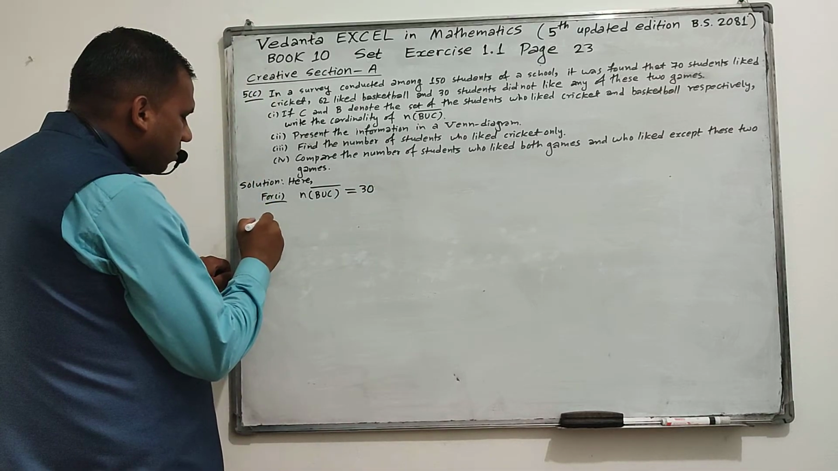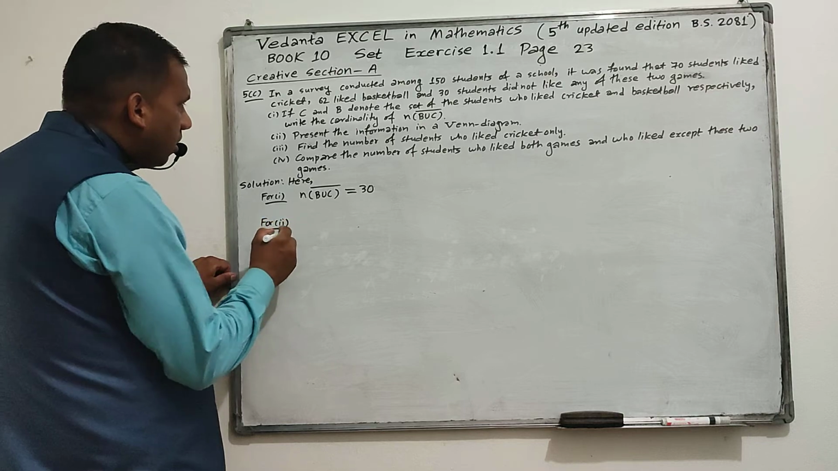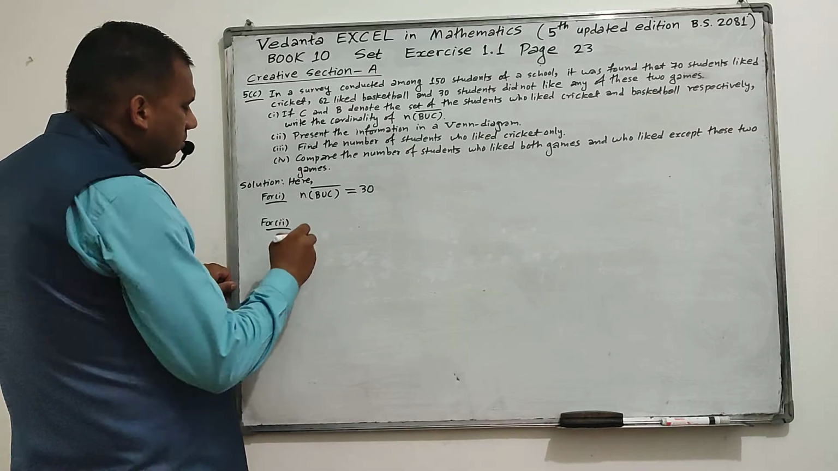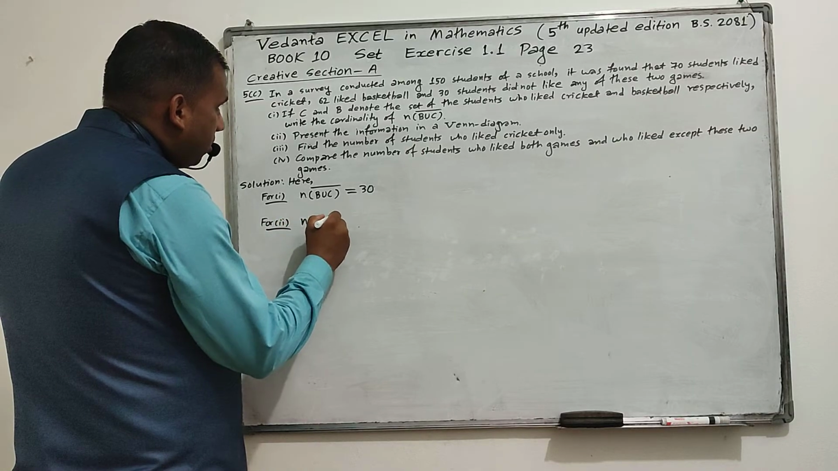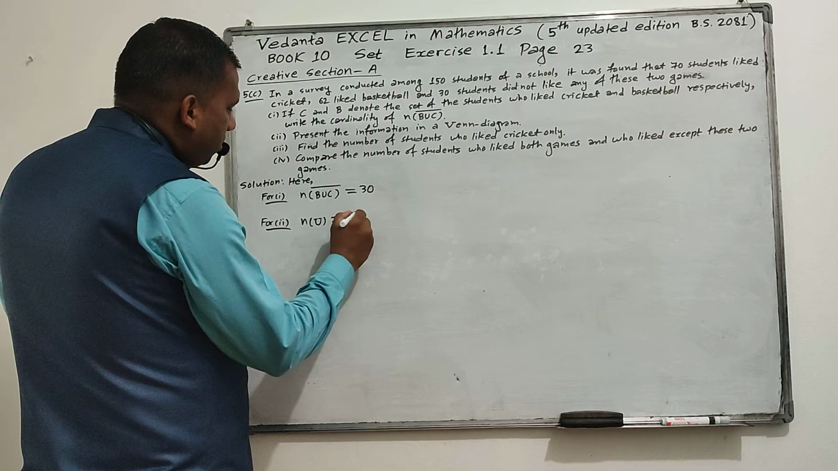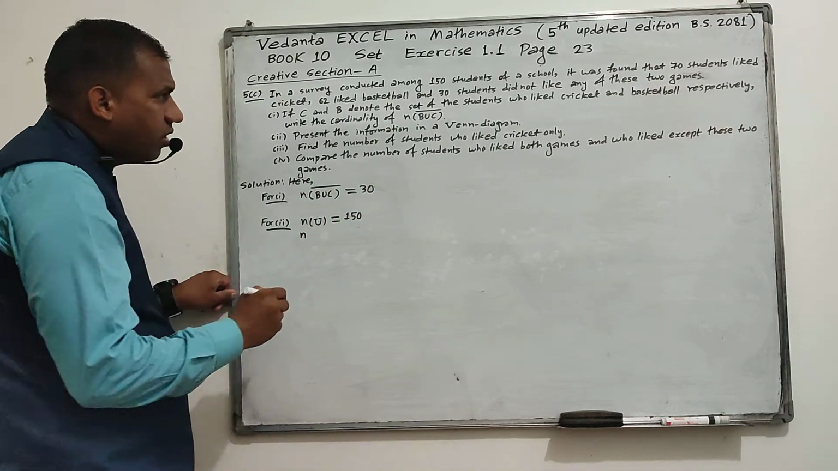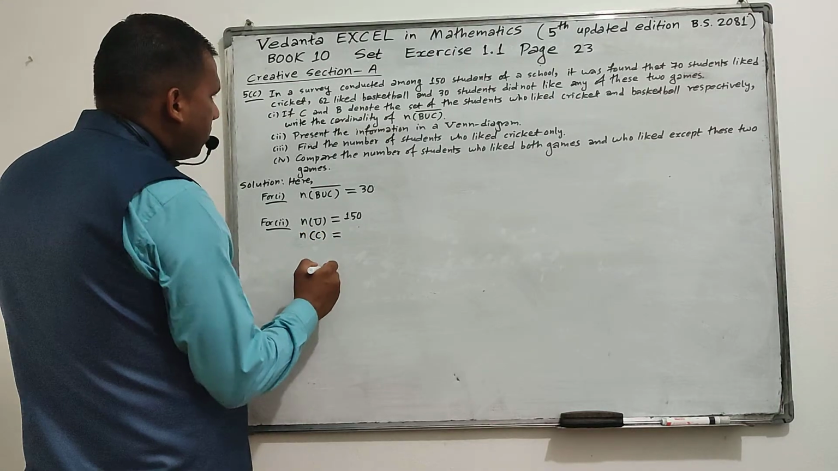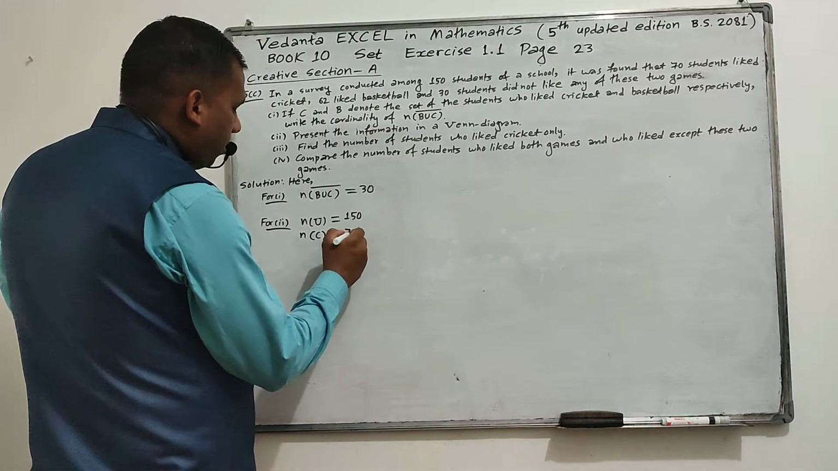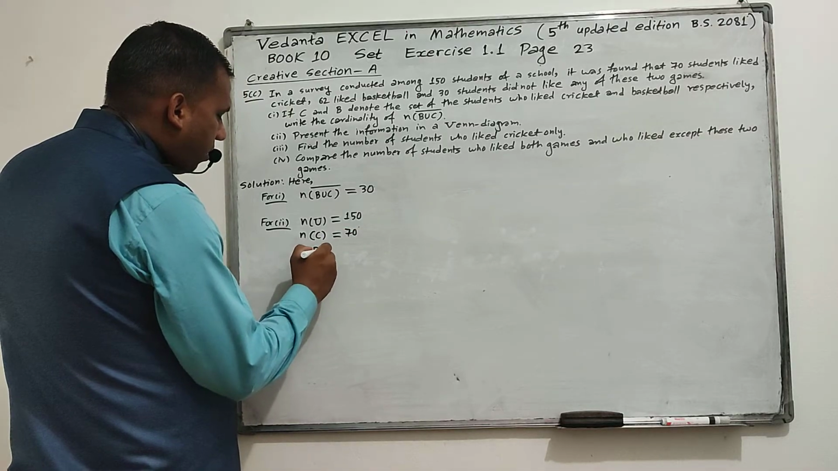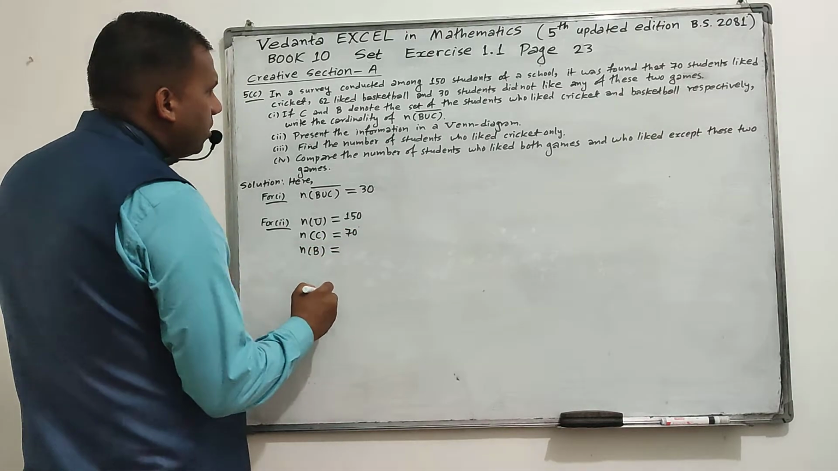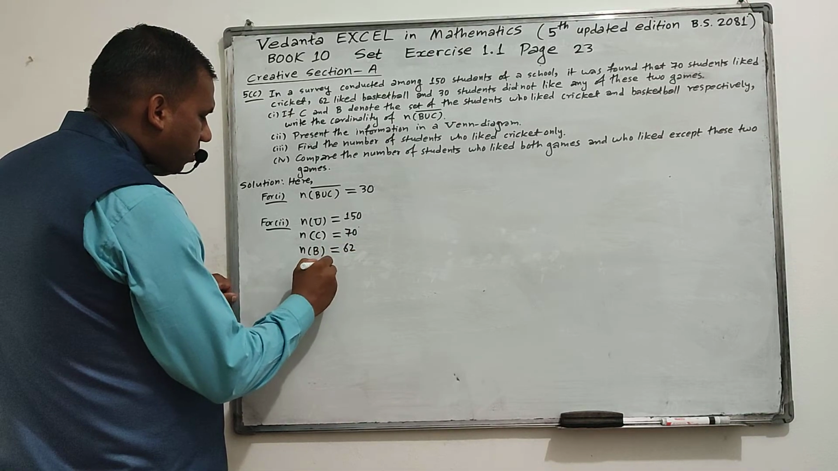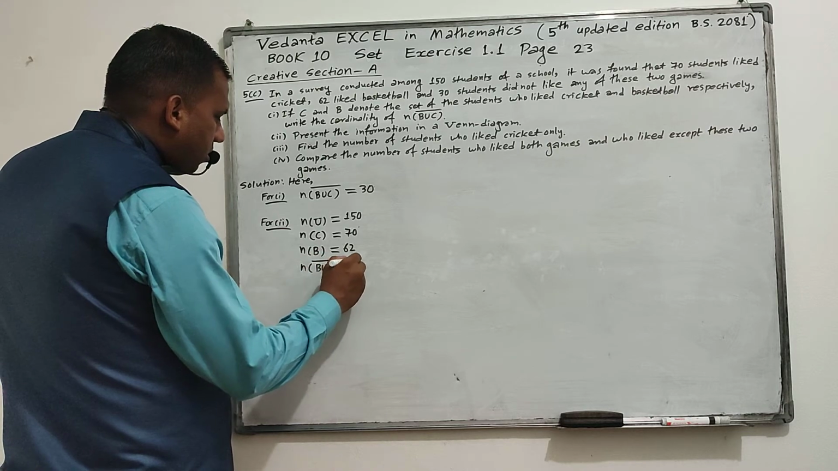For 2, present the information in a Venn diagram. Here n(U) is 150, and n(C), who like cricket, is 70. n(B), who like basketball, is 62. Like none, n((B union C) whole complement), is 30.